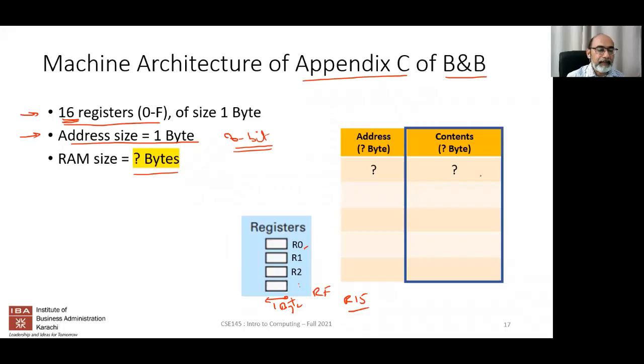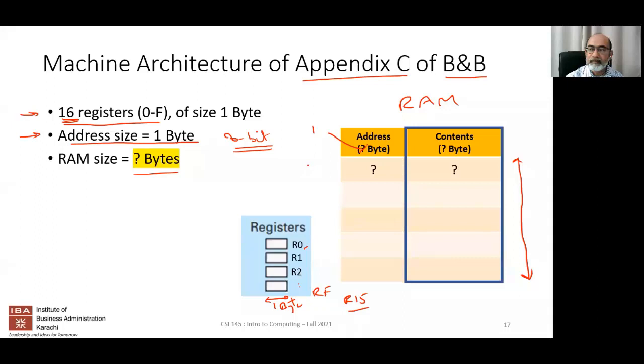Okay, so if you look at the RAM, what's the maximum amount of memory that could be addressed using an address size of 1 byte? So this is 1 byte over here. Somebody who can answer this, referring back to the previous lecture, how would you calculate this?